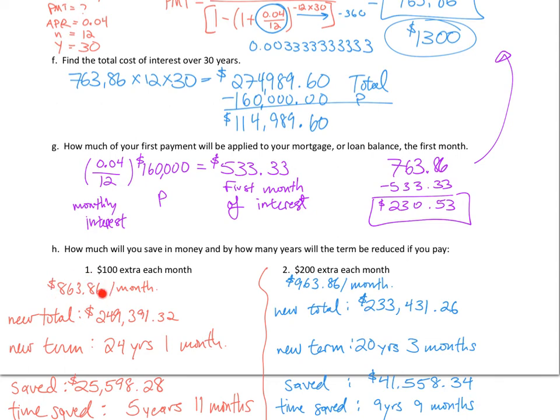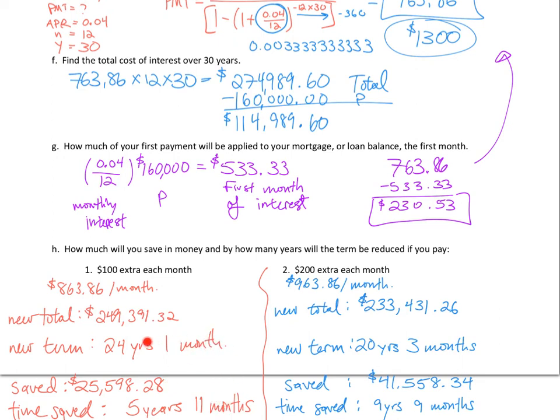If you went through and found out how much the new total would be, since you are paying more per month, that means more will go toward your principal each month, which means at the end you would be paying less than what you did here. So if we paid this much per month, the new total would be $249,391.32, which would mean your new term is 24 years and 1 month. Thereby saving you this much time.